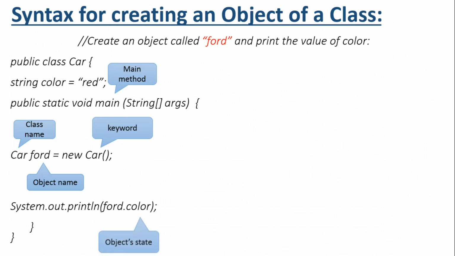Here in System.out.println, Ford.color. Ford is the name of the object and color is the data member of the class. This is the data member of the class which we have referred to here. Look, we are using the data member of the class using this object. The main purpose, the use of an object is this, that we can use the data members and instance of the class using the object name.